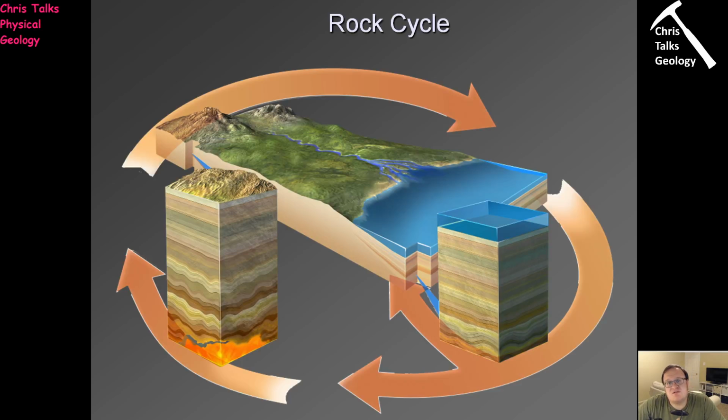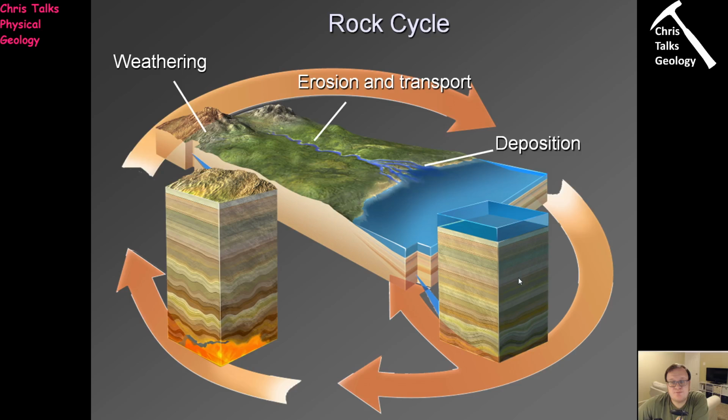Alright, so this of course is our rock cycle diagram. You are all very familiar with this by now, so let's just skip through the basics. Of course we have exposed rock. The exposed rock gets weathered. The resulting sediment gets transported, during which of course there's erosion. The sediment eventually gets deposited. Eventually the layers of sediment produced by deposition get buried. They get lithified of course to produce sedimentary rocks.